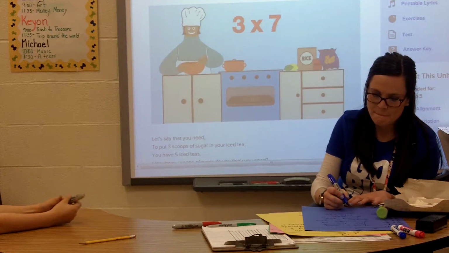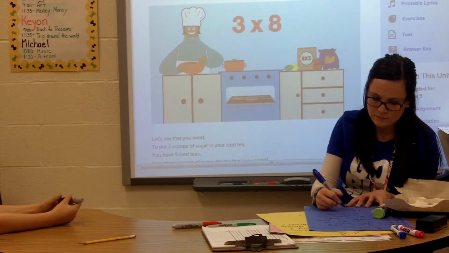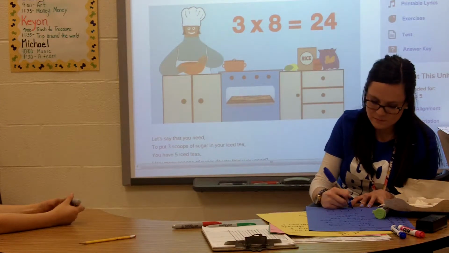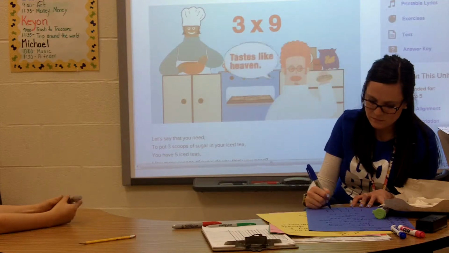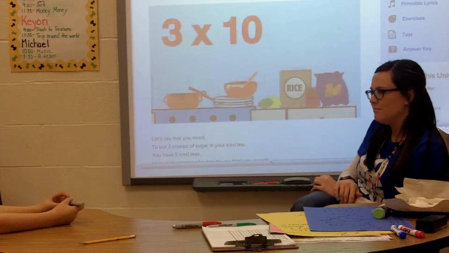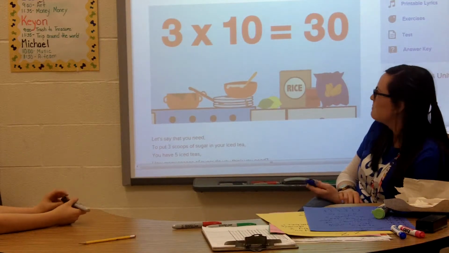3 times 7, I'm baking a cinnamon bun. 3 times 7 is 21. 3 times 8, I could cook some more. Cause 3 times 8 is 24. 3 times 9 tastes like heaven. 3 times 9 is 27. 3 times 10, but now the dishes are dirty. 3 times 10 is 30.